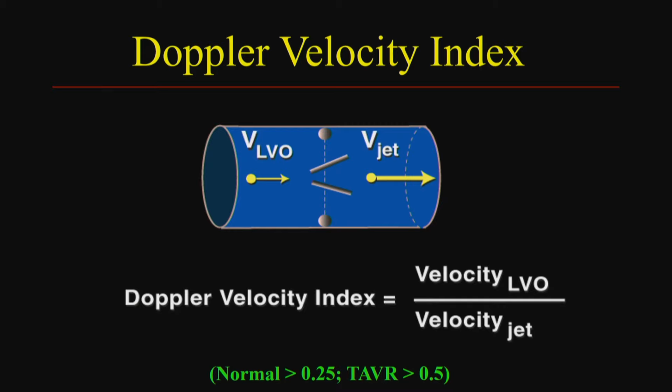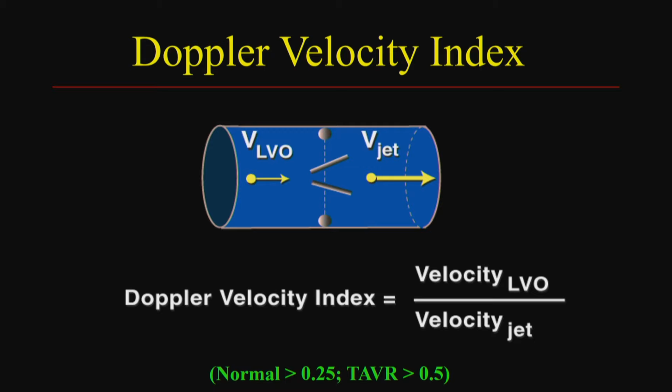Now, one index that we proposed, and as well as others, and it is in the guideline, is the Doppler velocity index, which is simplistically how much did this velocity increase from the LV outflow tract all the way through the prosthesis. Now, ideally, if there's no valve at all, the ratio of velocity in the LVOT to jet will be 1. You will never see that. And normality is this acceleration is less than 4 times what it is. And therefore, this velocity ratio should be greater than 0.25.